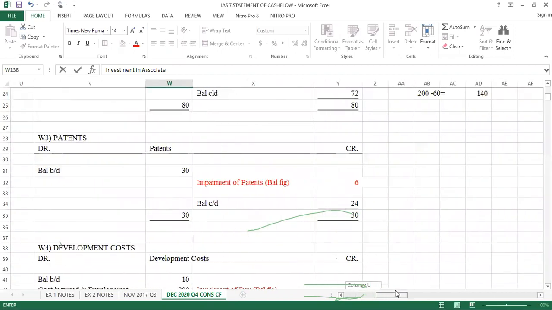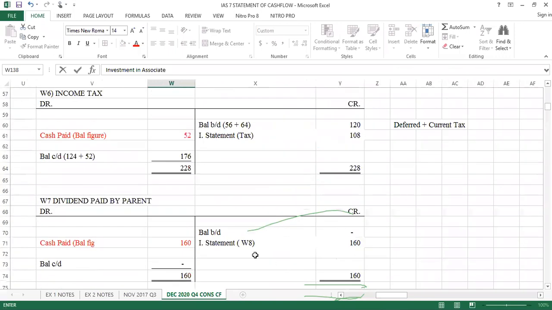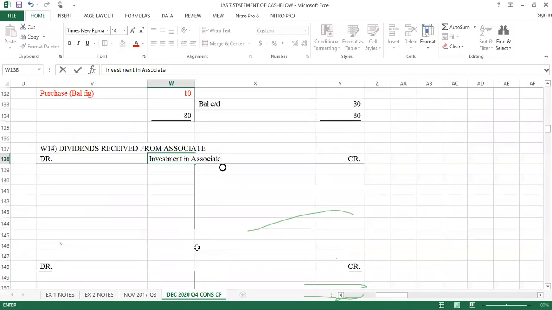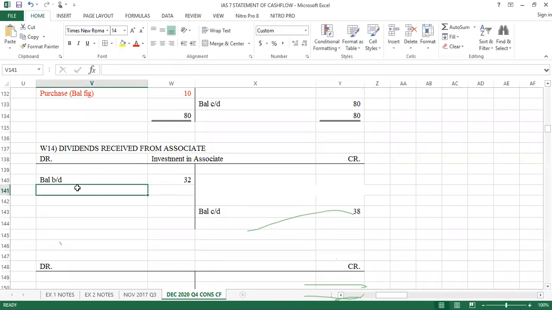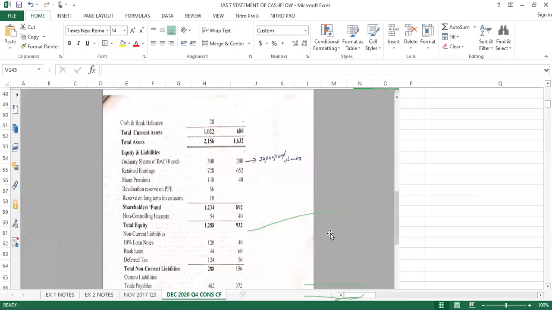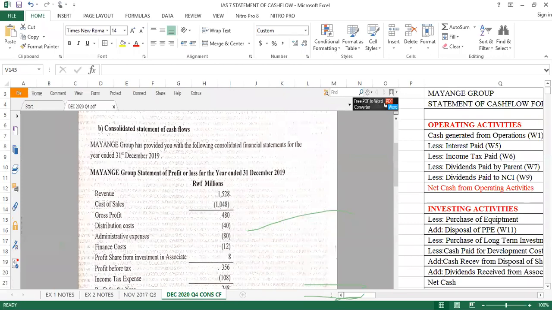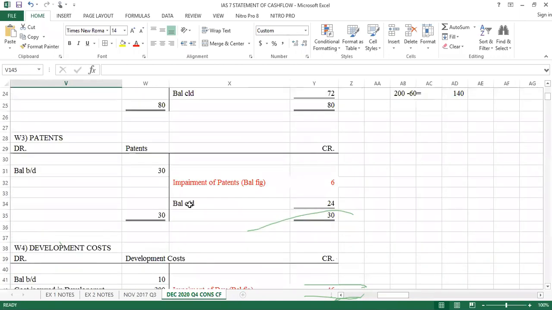Opening is 32, balance brought down. Closing balance carried down is 38. And there was profit for the year, profit from associate. Of course, it is in the income statement. I hope it was given in the income statement. Yes, 8. So the balance gives you the dividends received.